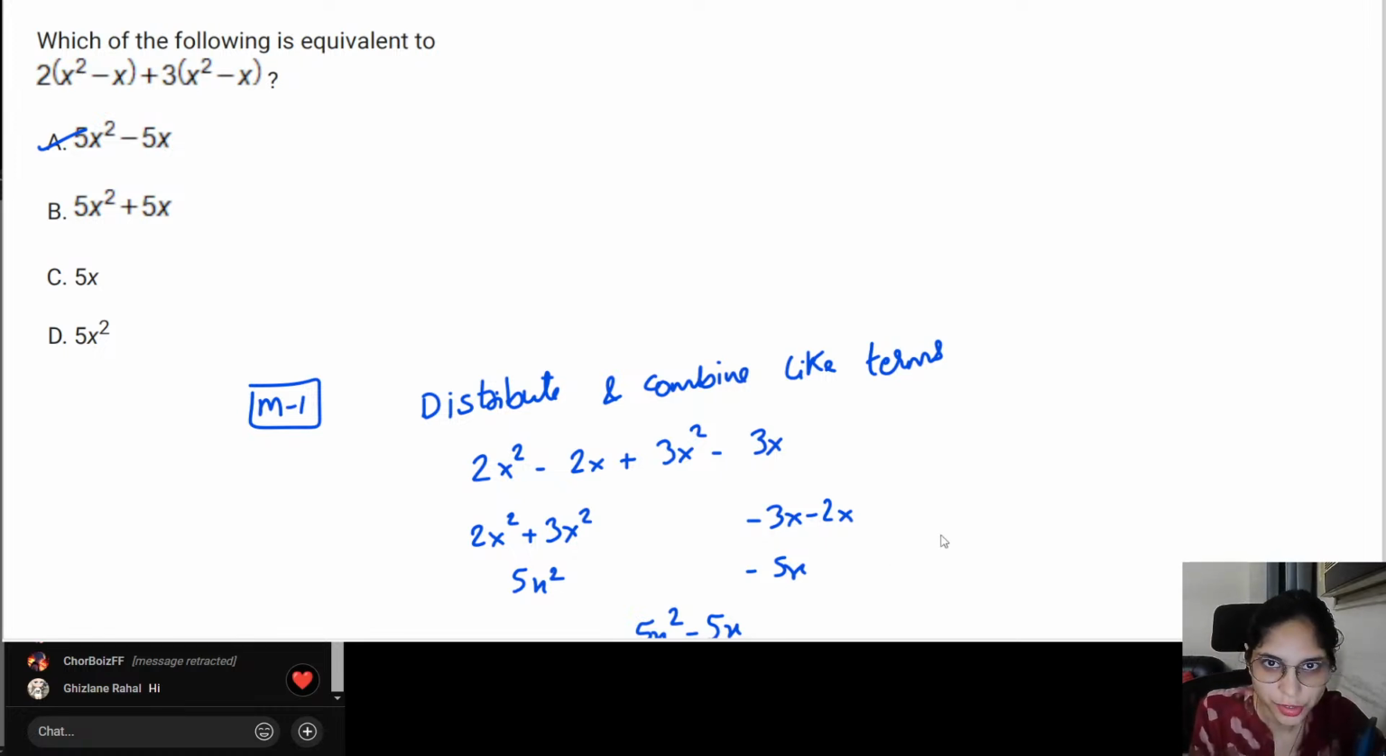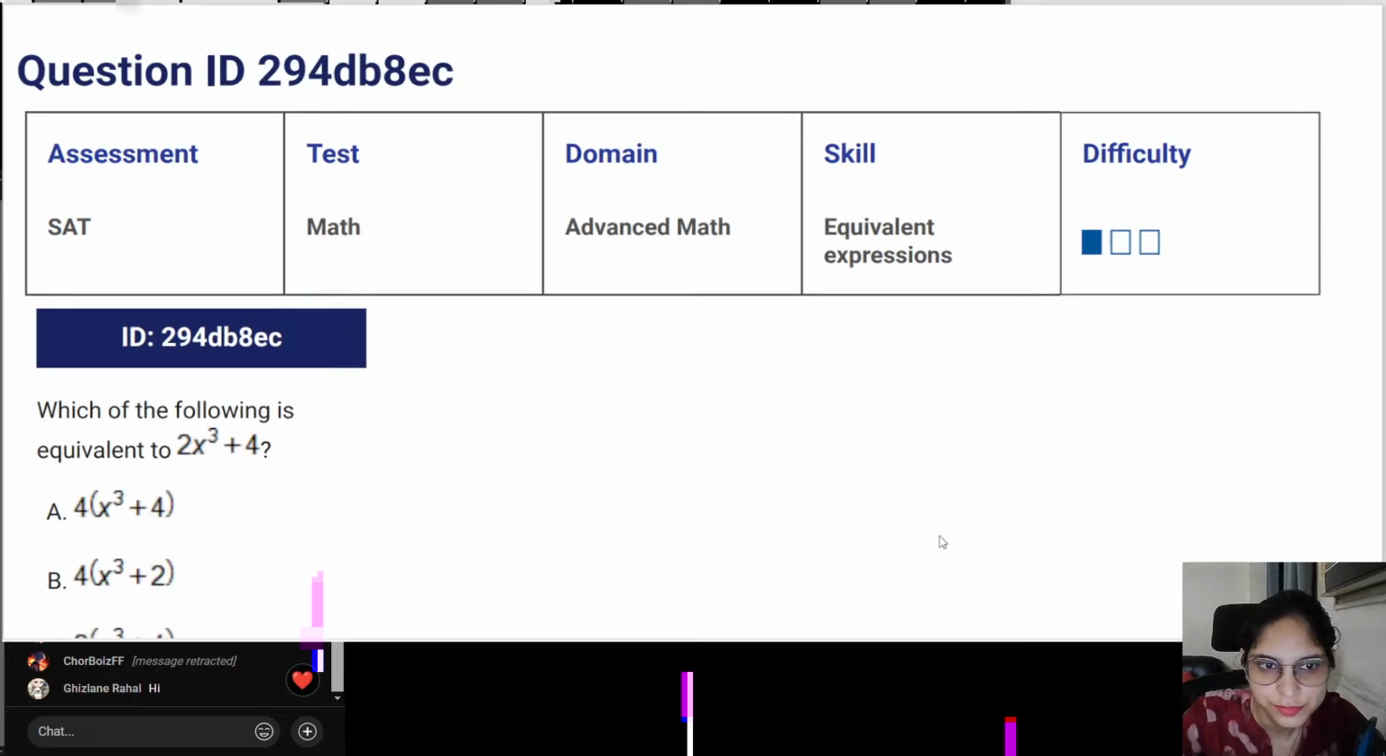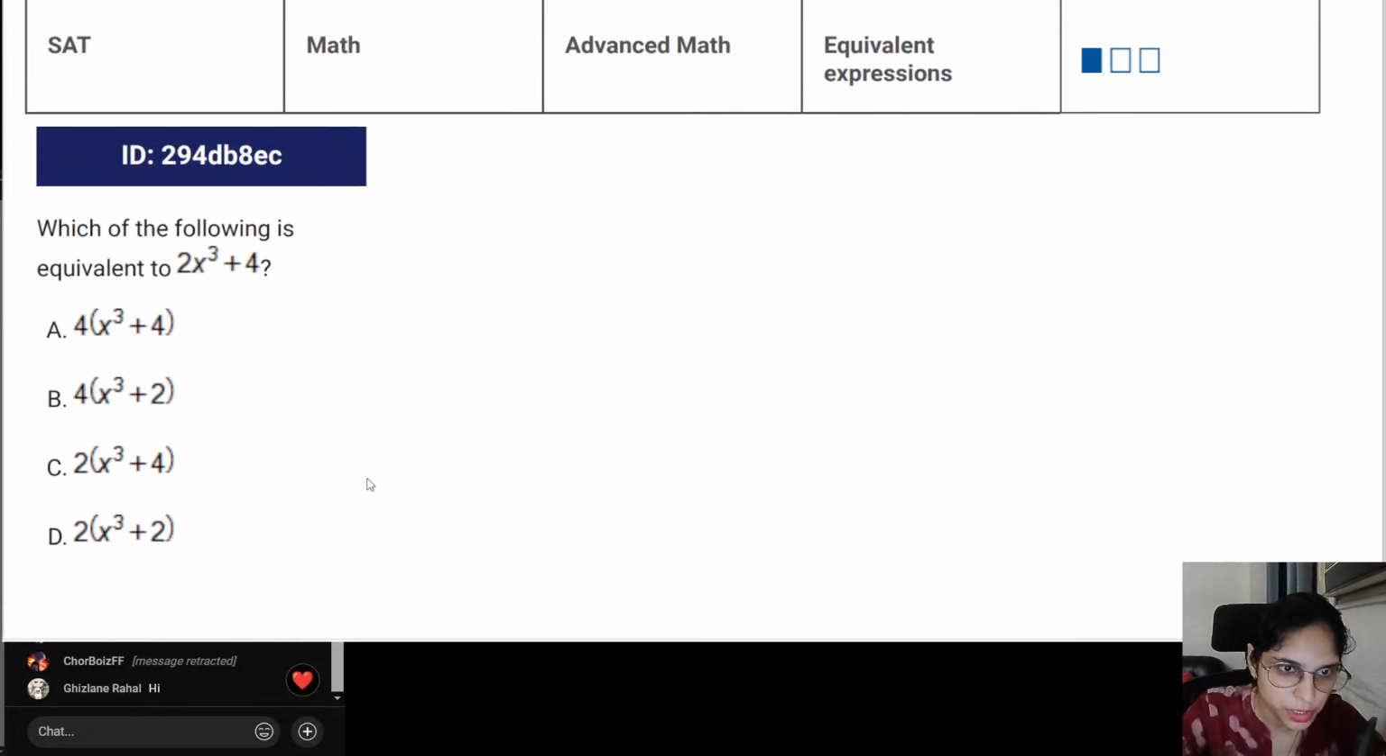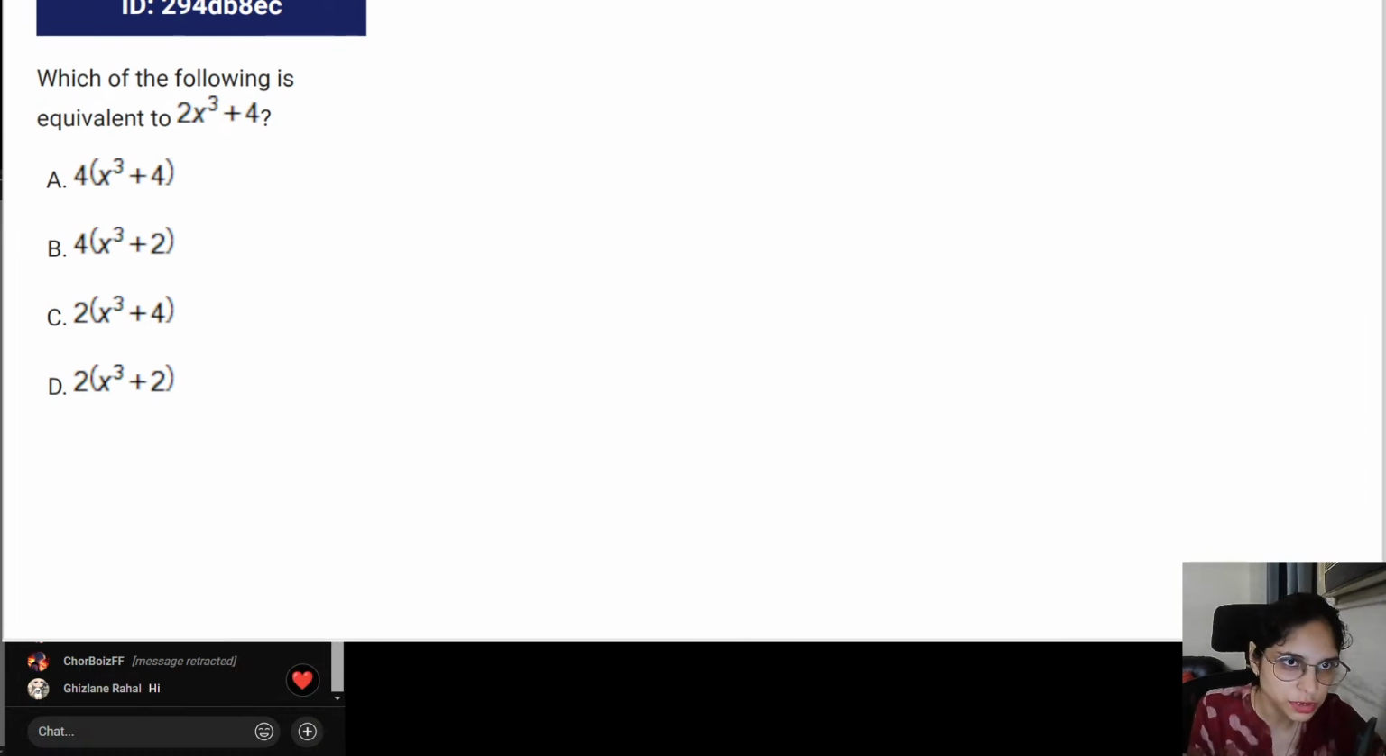Next is question number 42. Which of the following is equivalent to 2x cubed plus 4? In the options, you can see they have factorized it. So 2x cubed plus 4, we can see that 2 is common. So I will take 2 outside. In parentheses, 2 goes out, 4 divided by 2 is 2. So it's 2 times x cubed plus 2. This is our answer.